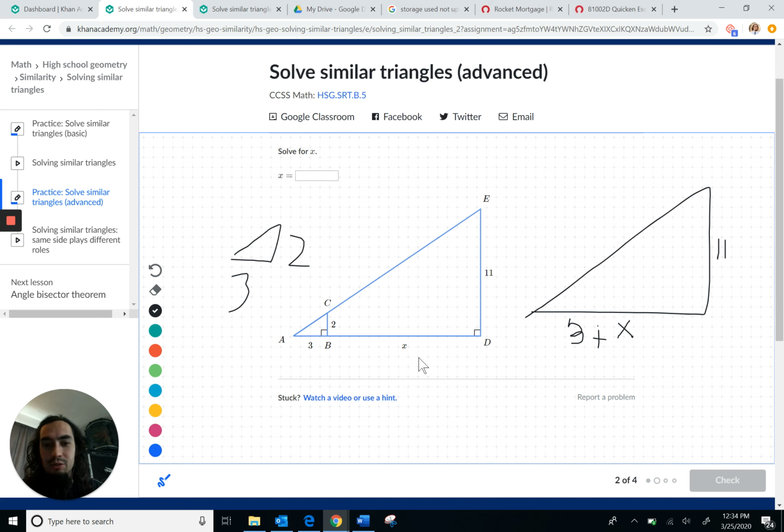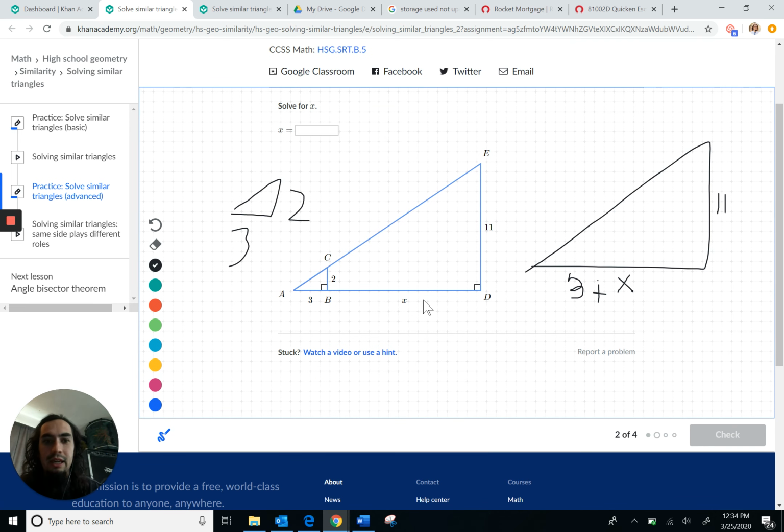Now, in the last one, remember it was 4 plus 8. We could actually say that was 12. Here, we can't do that. We just have to leave it as 3 plus x. So when we set up our ratio, it's going to look a little different. So I'll actually show you what that looks like.